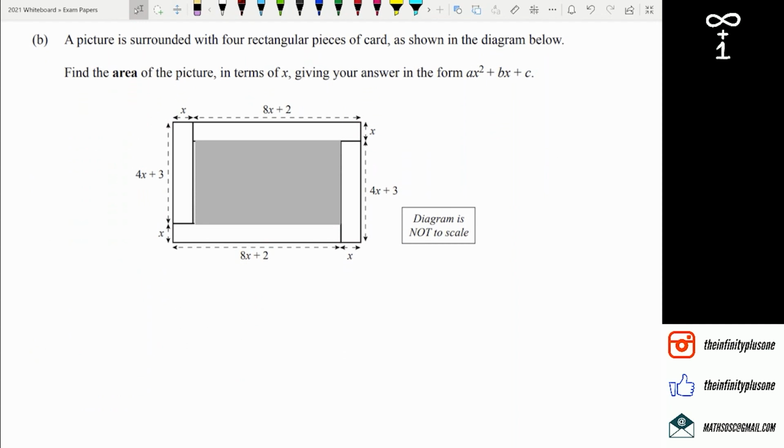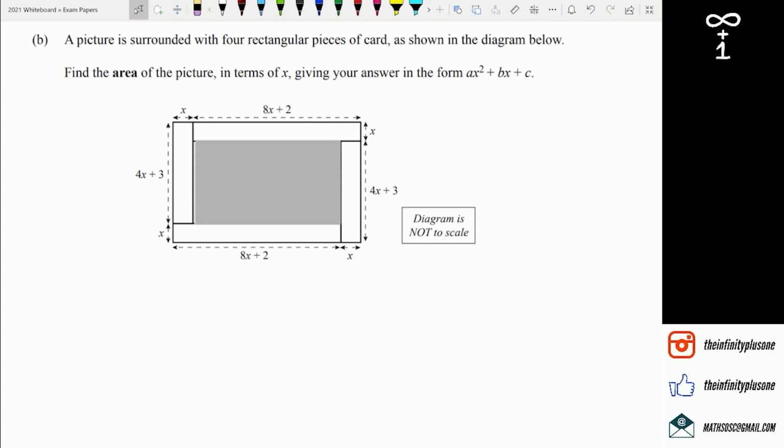Okay, so for the next question, we've got a picture that's surrounded by 4 cards. Find the area of the picture in terms of x. All right, so what we are looking for is the area of the shaded region right here. So that's the gray part that's been highlighted.